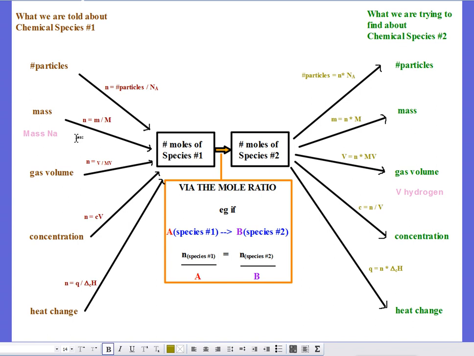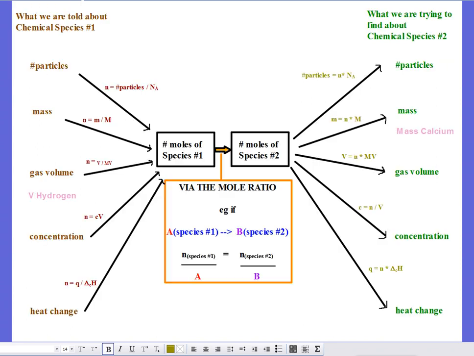So in part A, we've been given the mass of sodium. We can convert that mass of sodium to a number of moles of sodium using this equation. So now we know the moles of sodium. We need to write down the balanced chemical equation for the reaction between sodium and sulfuric acid in order to find, using the mole ratio, the moles of species 2, which in this case is the hydrogen gas. And once we know the moles of hydrogen gas, we can use this equation here to find the volume of hydrogen. And that's the path through that particular question.